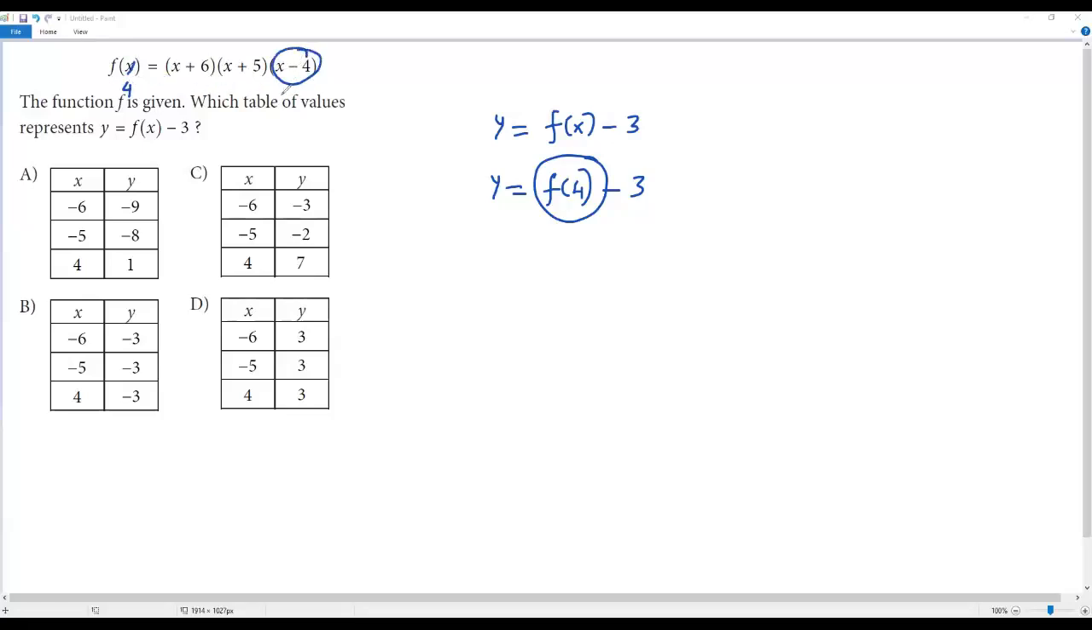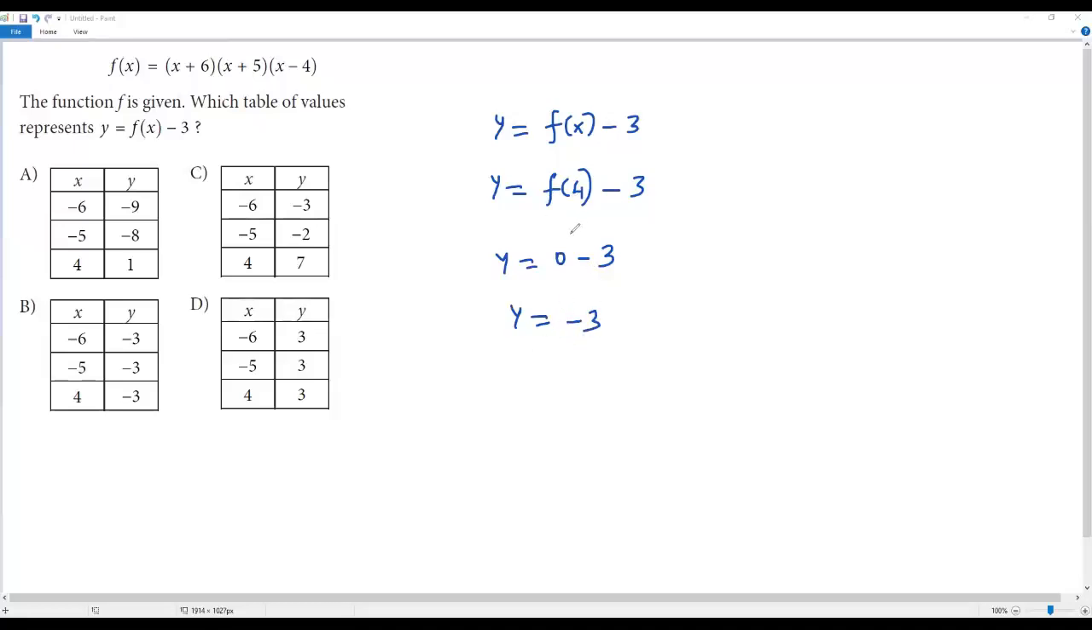When I do so, what will happen in this factor? We'll be getting 4 minus 4, so this factor will become 0. 0 multiplied by everything will become 0. Anyways, f of 4 is equal to 0. So we get y equal to 0, negative 3. So y is equal to 0, negative 3 is negative 3.